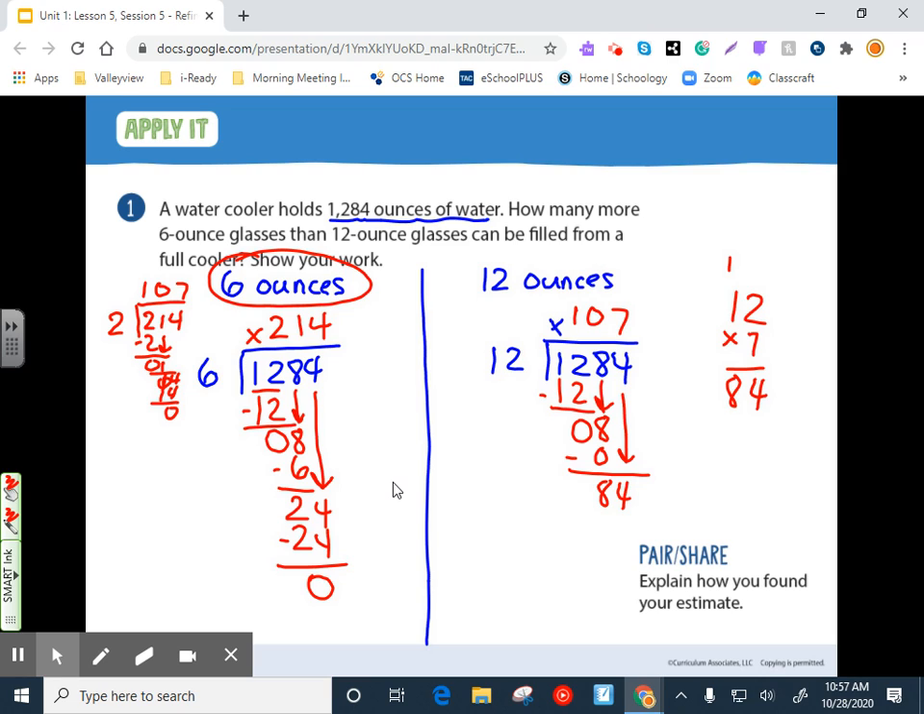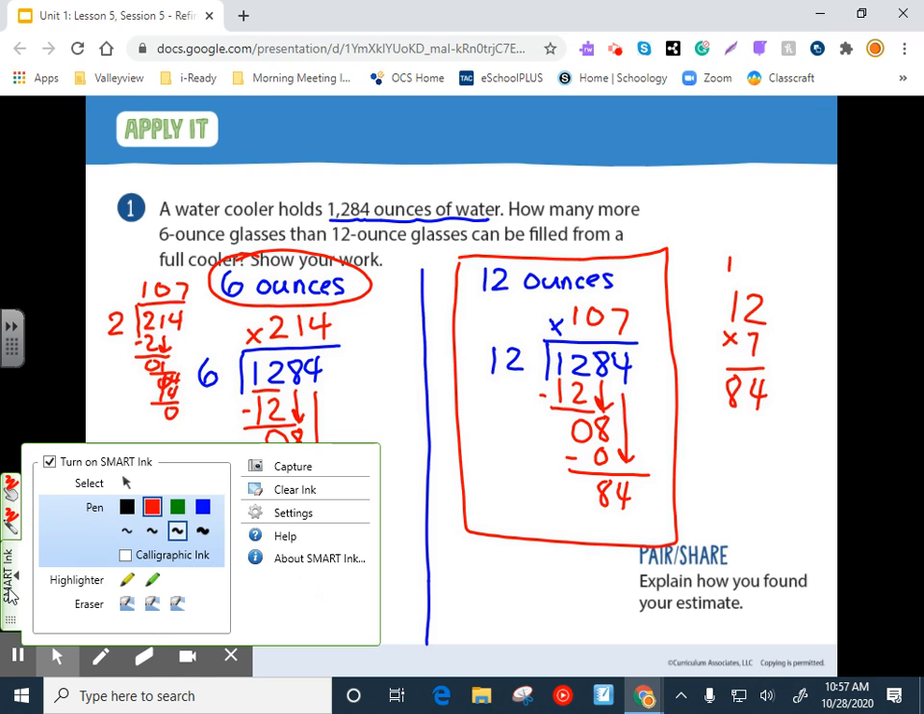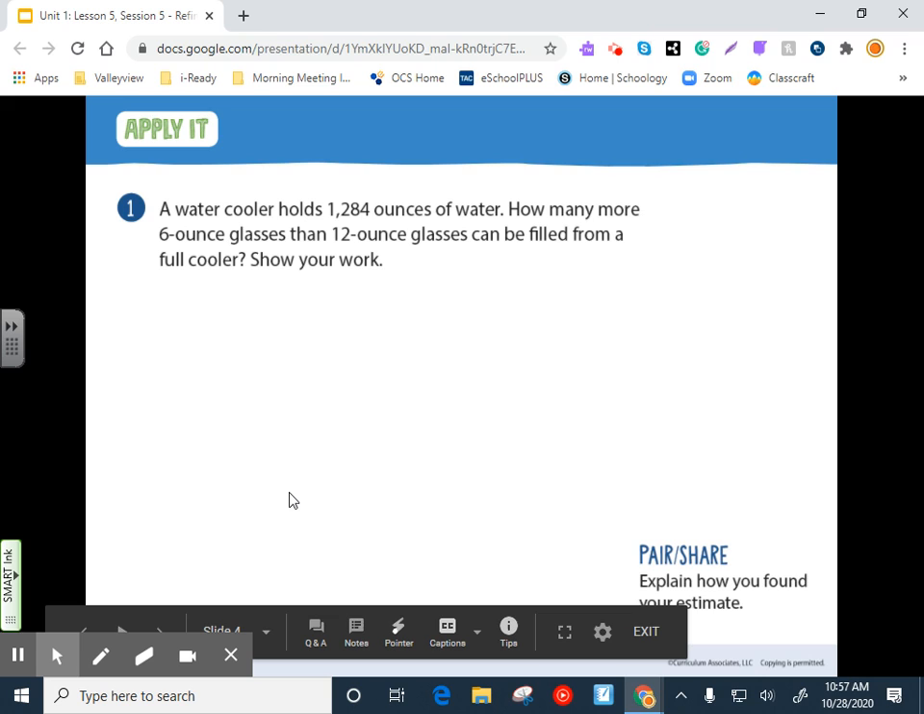So a couple different ways. You could have just done the full division like this, or use the idea that 6 ounces is half of 12, so half of 214 would have been 107. You both got the same answer. So just illustrating that with certain math problems, especially word problems, you can get the right answer different ways. All right, turn the page to page 100. All right, we'll do the same.